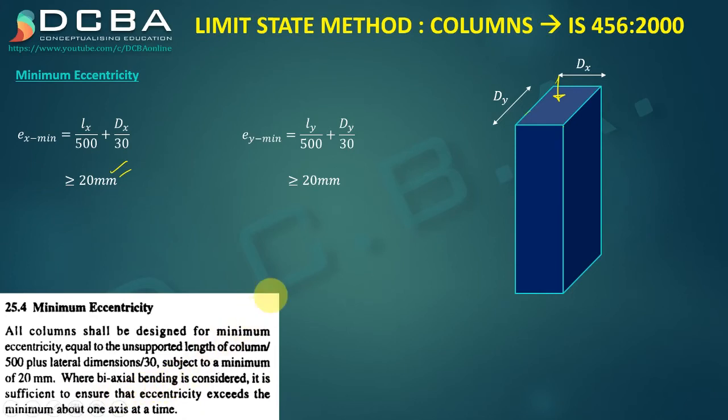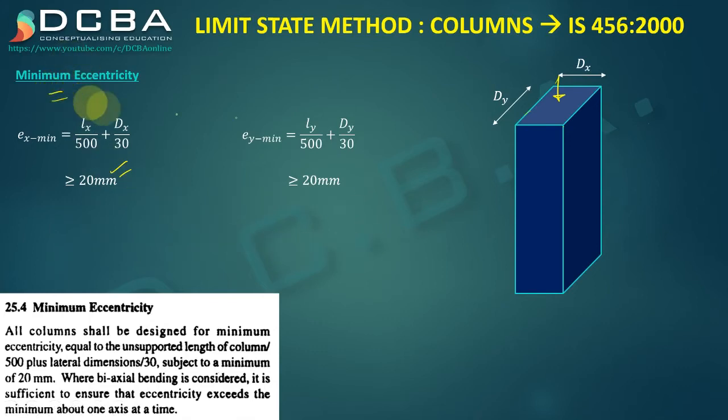So biaxial bending means we are considering this column to bend like this in this direction, and also like this, in this direction. So in both the directions it is going to bend. Such cases we will also be doing later on. So in biaxial bending, both the eccentricities we have to consider one by one.